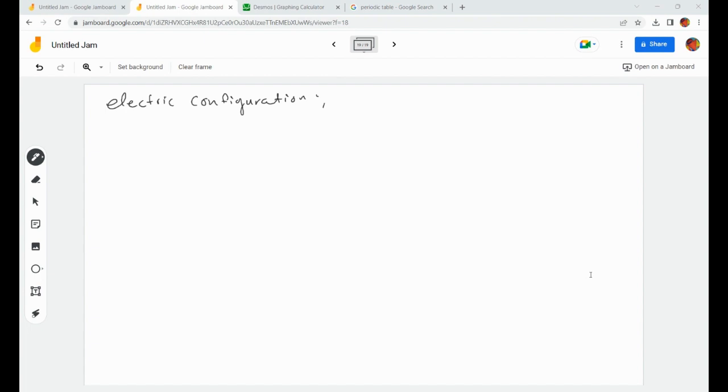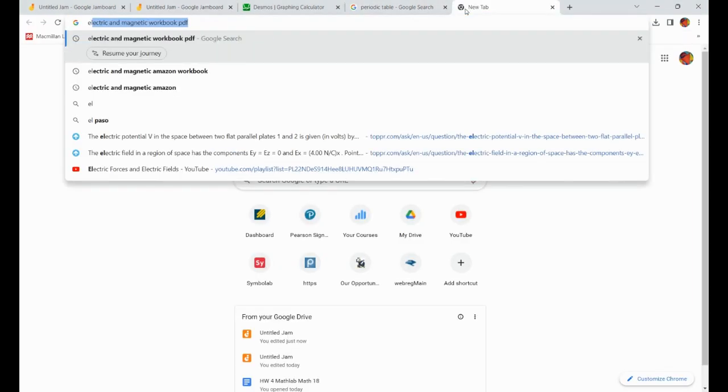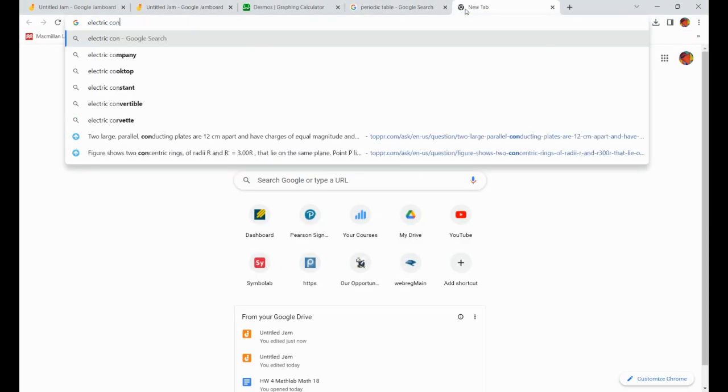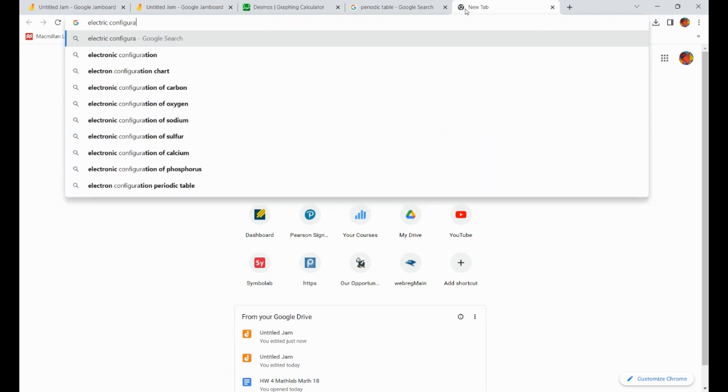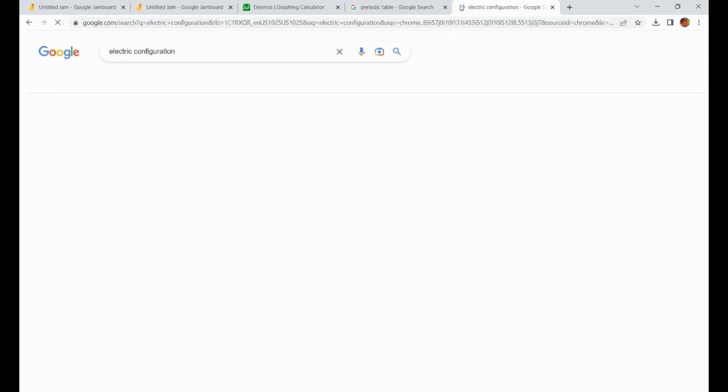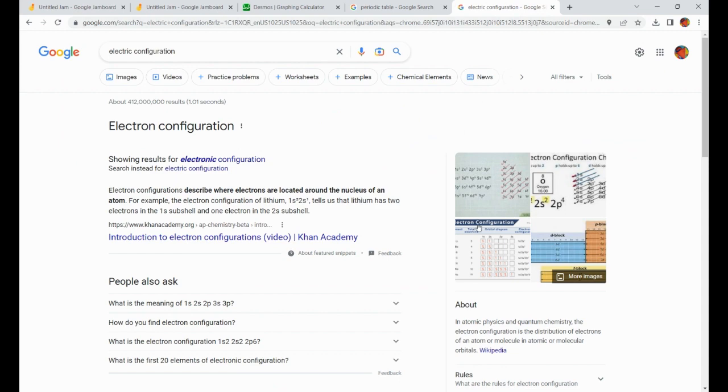Oh yeah. Okay. If you don't know something, search it up. Configuration. Ah, right.